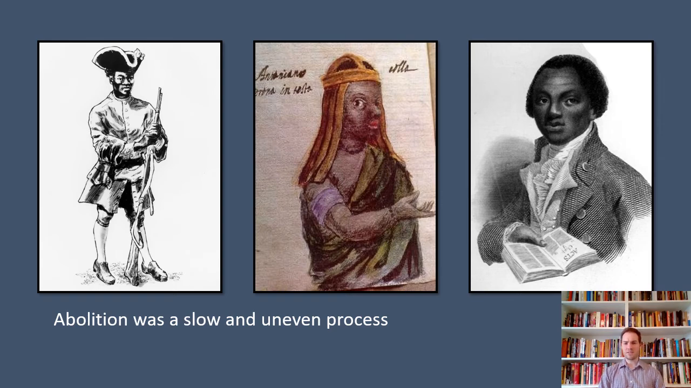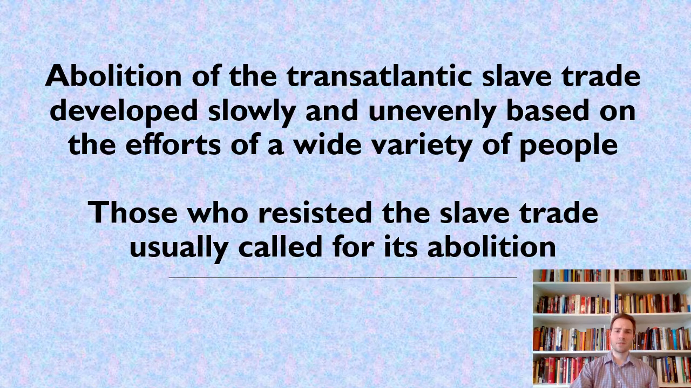So all of this resistance is going to eventually lead us towards the abolition of slavery, but it is a slow and uneven process. Abolition is going to happen at different times, at different places around the Atlantic, and not everyone is going to get the benefits of freedom in the same way, if at all, for quite a long time. So the abolition of slavery is not like a light switch. It takes a long time and lots of people are involved.